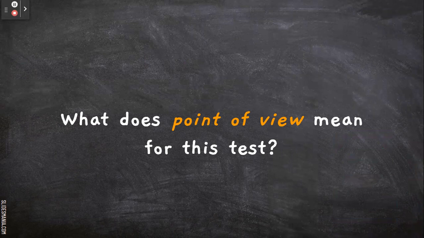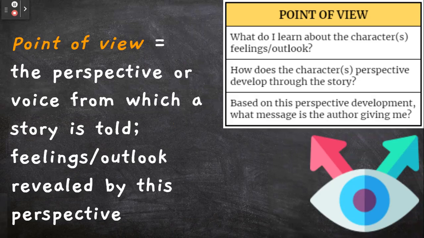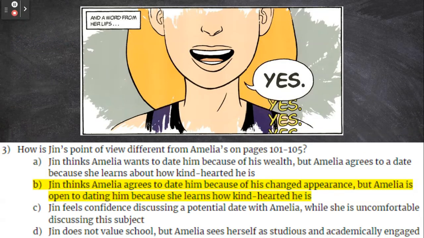Okay, quickly, what does point of view mean for this test? Point of view is the perspective or voice from which a story is told. And it's about the feelings or outlooks revealed by that perspective. So ask yourselves, what do I learn about the character's feelings or outlook? How does their perspective develop through the story? And what message is the author giving me based on that?